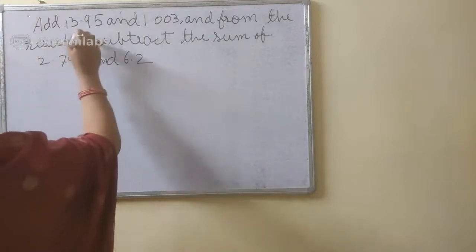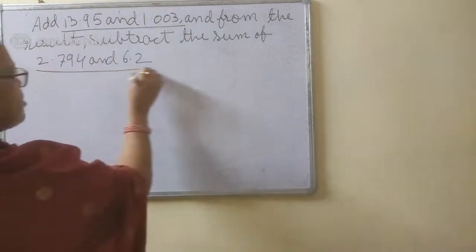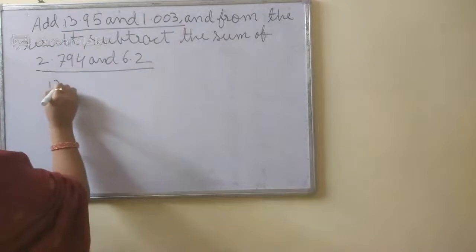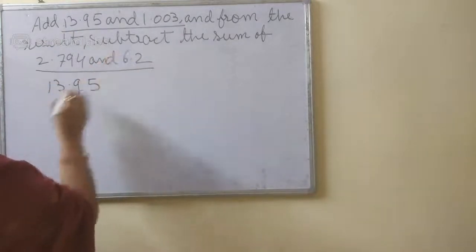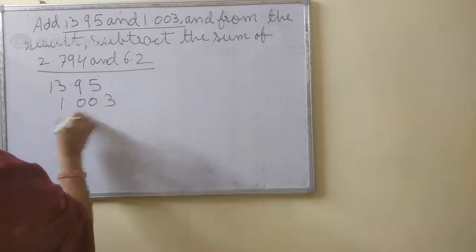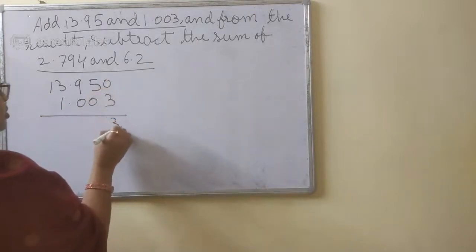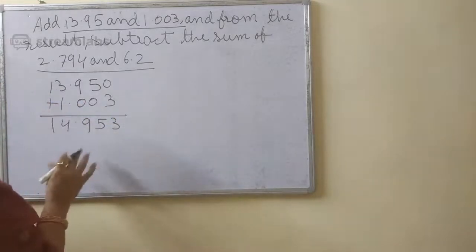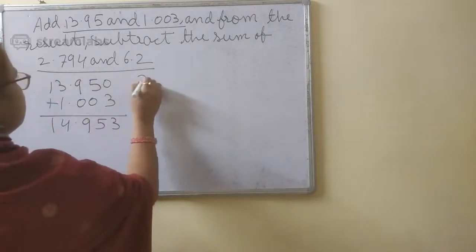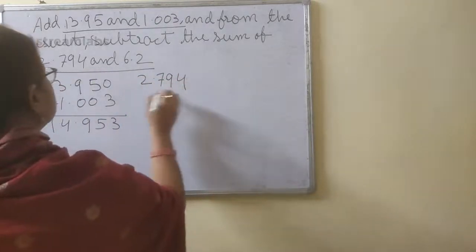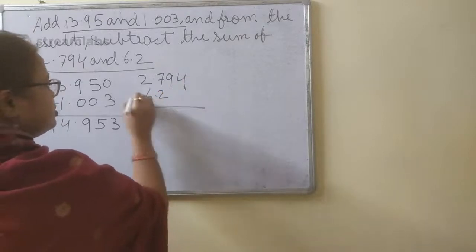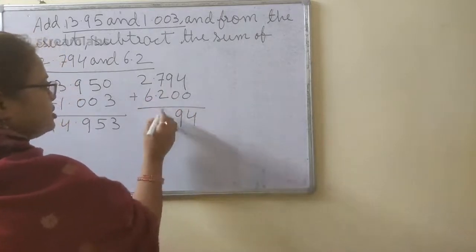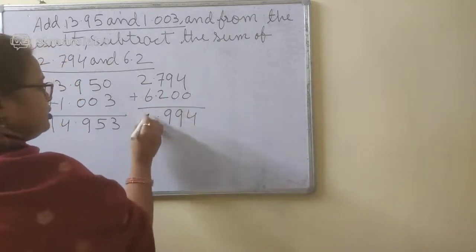Means first we'll find out the sum of this one, and then we will find out the sum of this, and then we will subtract. Clear? So add this one, 13.95 and then 1.003. Then here 1 and 0. So this is 3, 5, 9, 4, 1, because 3 and 1 is 4. Again we have to add this one: 2.794 and 6.2. When we add, we can put 0 here. So 4, 9, then 7 and 2 is 9, and 6 and 2 is 8.